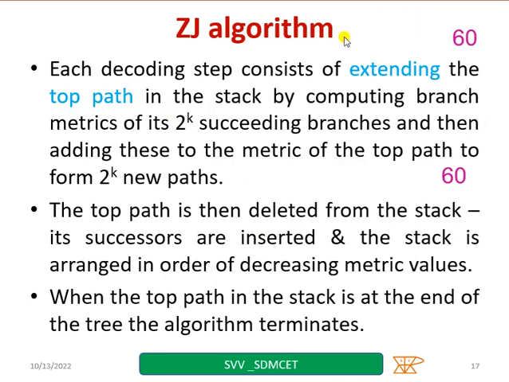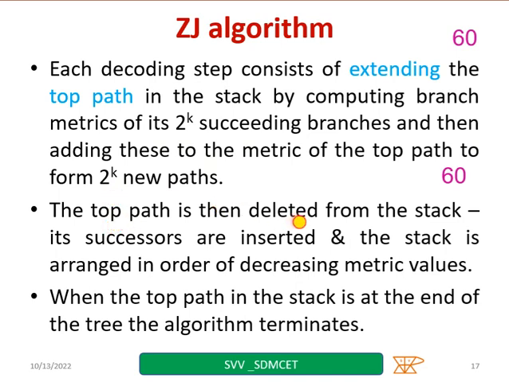Each decoding step consists of extending the top path. Always we choose a top path, and we extend it by computing the branch metrics of its 2 raised to k succeeding branches. If it is binary, we only take 2 branches, 0 or 1. Then we add these to the metric of the top path and form the 2 raised to k new paths.